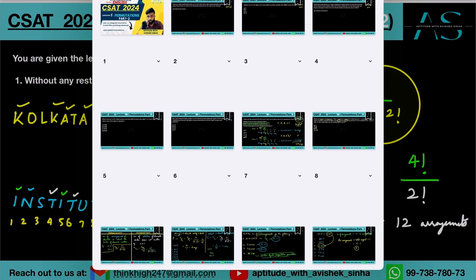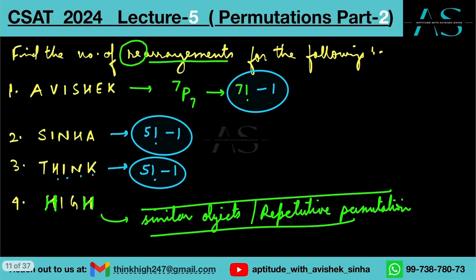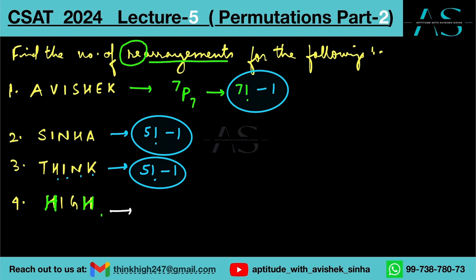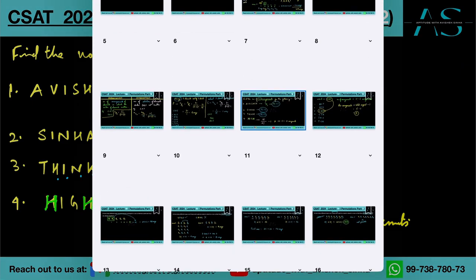Let's come to our question quickly. Homework question. Okay. Hi. Correct answer is 4 factorial upon 2 factorial. This is the number of arrangements. But in this question, we are looking out for rearrangement. So minus 1. So this is 12 minus 1, which is 11 arrangements. I hope this is clear.